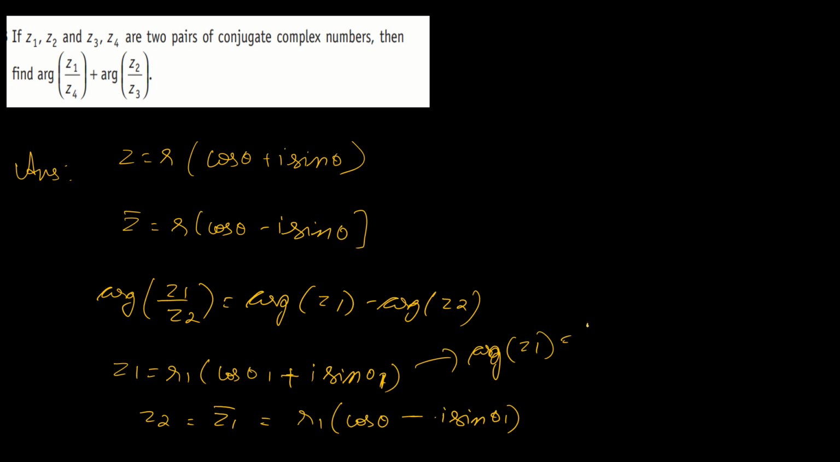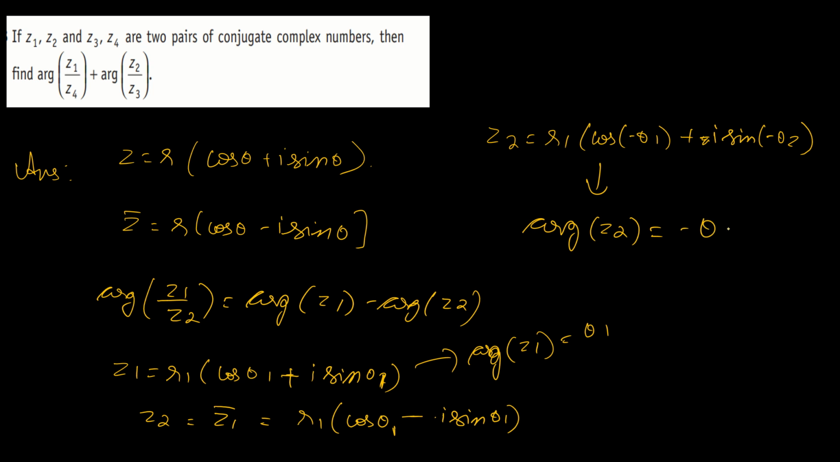Okay, so what is argument of Z1 after this equation we wrote? Argument of Z1 will be theta 1. Okay, here what will be argument of Z2? It will be like minus theta 1. How it came, I will show you. We can write like this, that is Z2 is equal to R1 of cos of minus theta 1 plus I sine of minus theta 1, because we have to write the form of Z is equal to R into cos theta plus I sine theta to find argument of Z. That's why I wrote in this form. So here we can deduce that argument of Z2 is equal to minus theta 1.